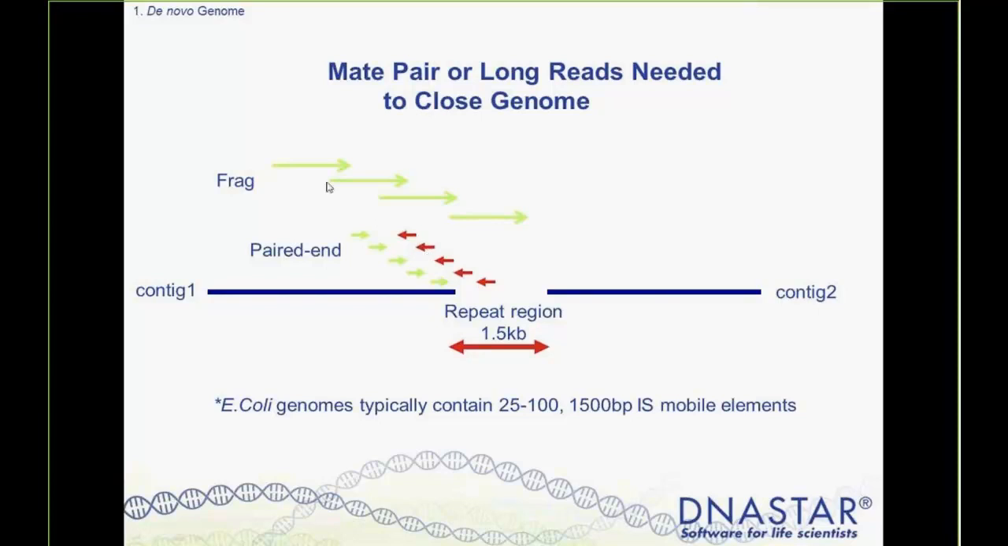Typical data, like fragment single-end data, or paired-end where the pairs are close together, cannot span across the repeat. And so that's where contig 1 ends, and then contig 2, where it hits the novel region, will cluster on the other side. So it leaves you in this situation, if you don't have mate pair or long reads, really difficult to close off the genome. You're kind of stuck at this point.